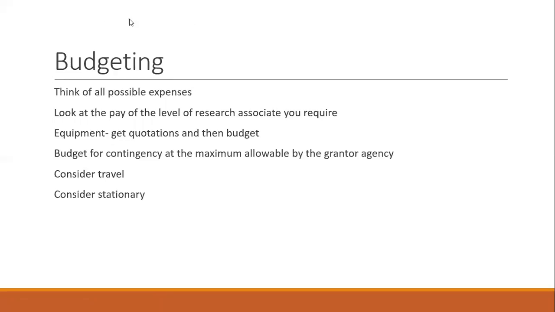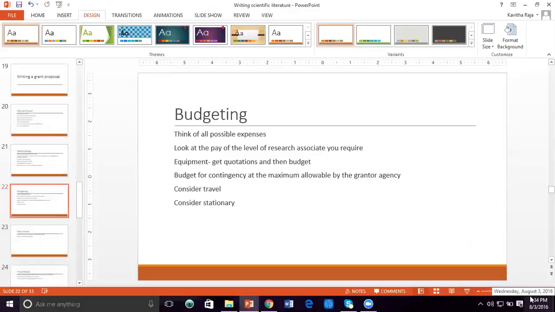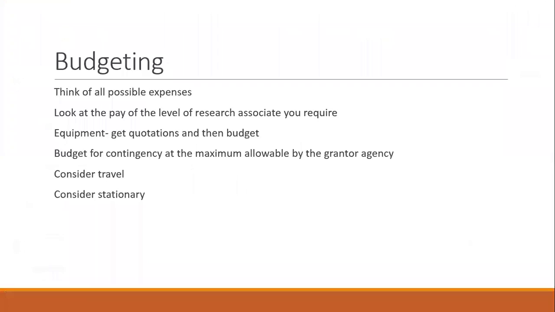Look at what equipment you require. Make sure that you get quotations and then budget. Don't just look at the internet and see, oh, this costs 20 lakhs, so I'm going to put 20 lakhs. No, please don't do that. Find 2 or 3 people who supply and then get a national equipment quotation, because there will be customs and other things that you will not be able to understand unless you have got the quotation. So that needs to be done.